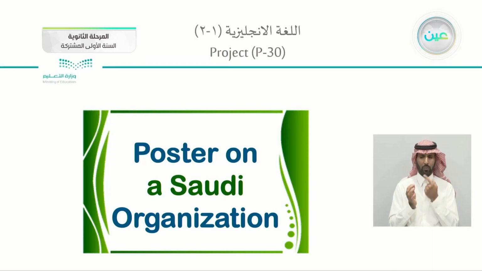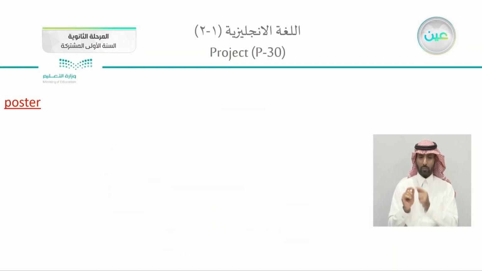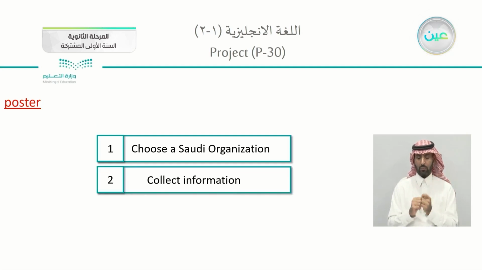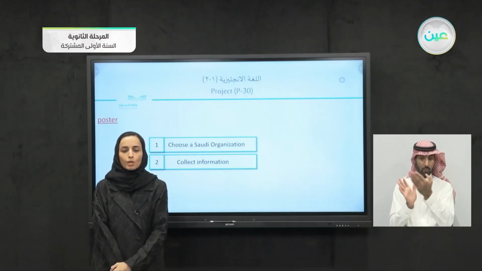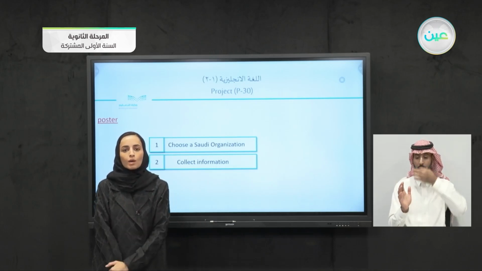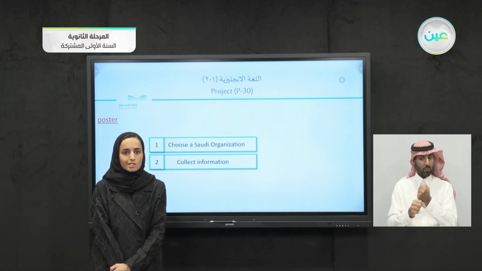How can I come up with a poster? If you want to come up with your own poster, at the beginning you have to choose a Saudi organization, which is the theme or our topic. Our topic is a Saudi organization. Think about one. Which one do you want to speak about? Then you will come up with collecting and gathering information. What am I going to present? Am I going to speak about, let's say, the building, describing the building, or about the function, what it does?